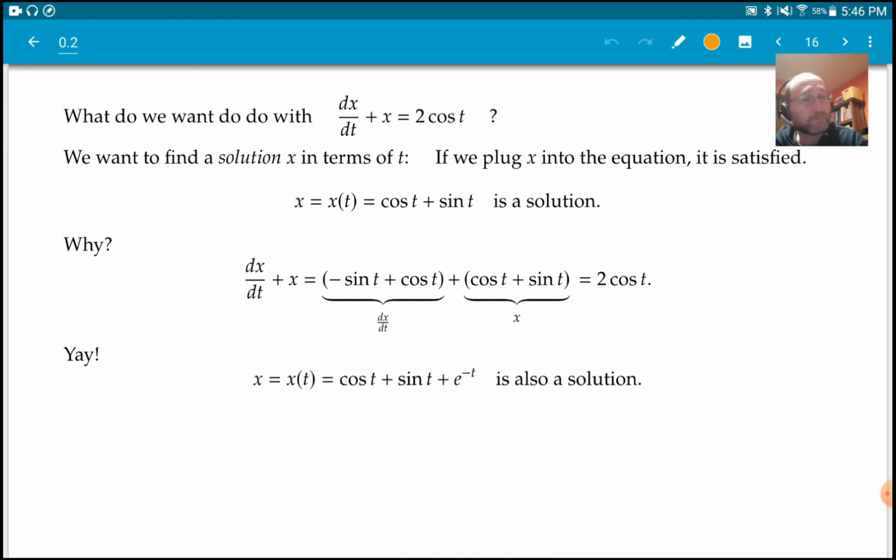Now, here's another solution. It looks very similar. I just added a plus e to the minus t to it. Well, let's try it and see what it does. We start on the left-hand side again. We just plug in the equation wherever we see x or the derivative of x, and see what we get.